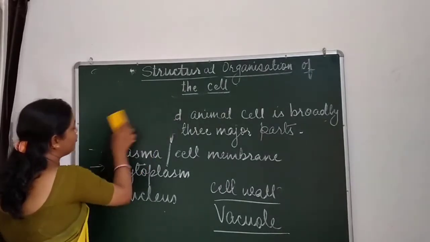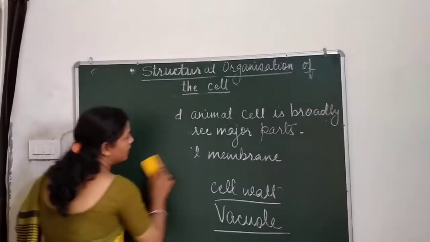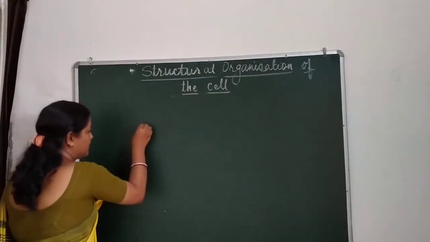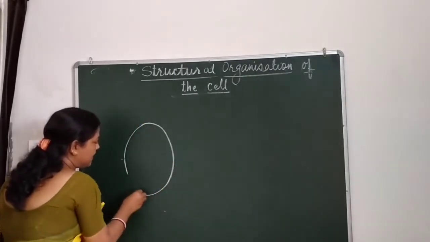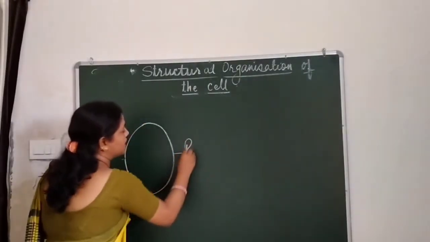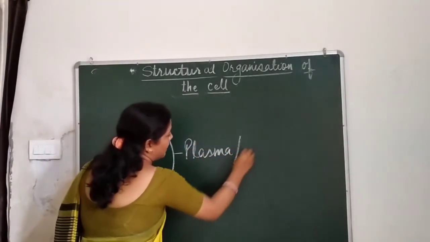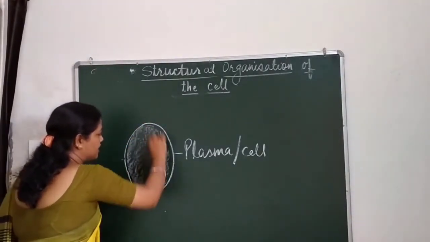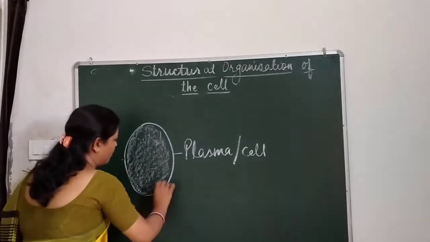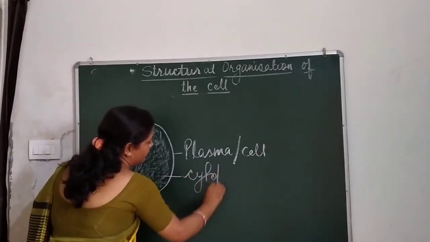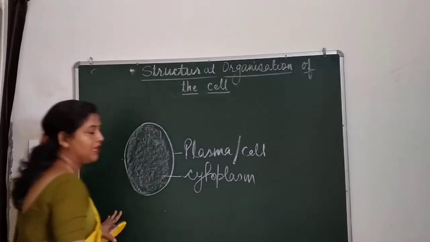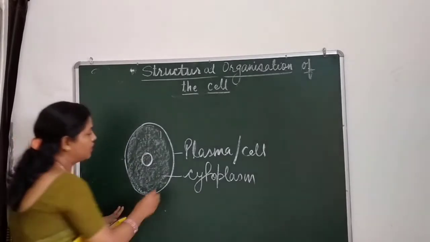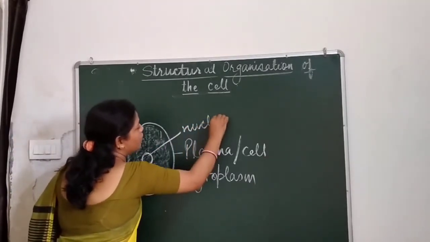So now I am going to make you understand with the help of a diagram. See, this is the animal cell. In this animal cell, this is called the plasma membrane or cell membrane. Right inside it, there is a fluid, a jelly-like structure called cytoplasm. It is the major part of the cell. And right in the middle of the animal cell, there is a dense structure called the nucleus.